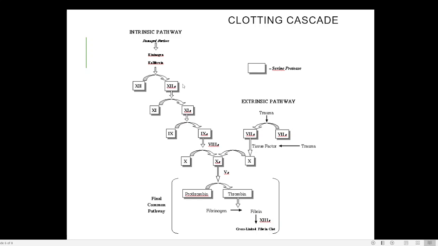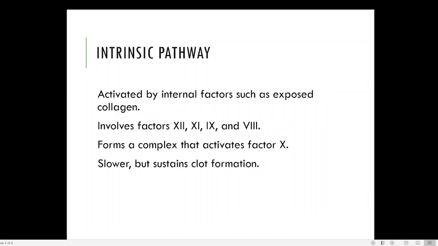So here you can see that a number of little more steps are there. Here it is only one step. But here 3 steps are there. So the intrinsic pathway is a little more complicated than the extrinsic pathway. Several factors are involved: 12, 11, 9 and 8. 4 main factors are involved here. Factor 12, factor 11, factor 9 and factor 8. And they will be activating factor 10, which is a Stewart factor, and finally resulting in the clot formation.